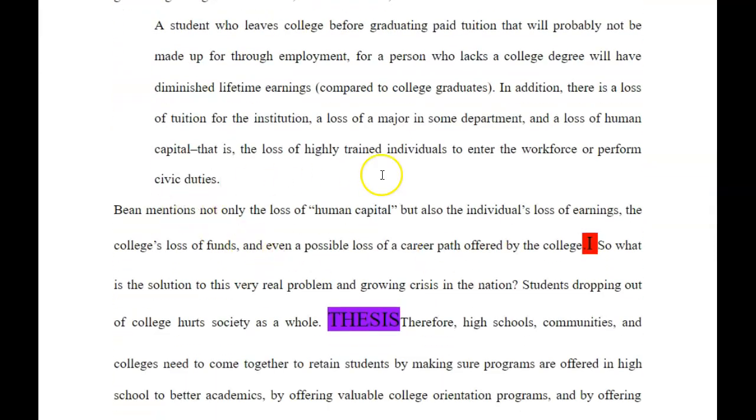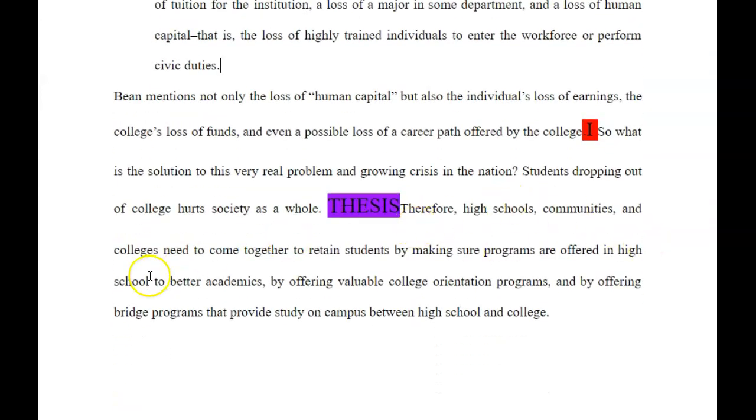Bean mentions not only the loss of human capital, but also the individual's loss of earnings, the college's loss of funds, and even the possible loss of a career path offered by the college. So, and then I'm going to introduce my thesis here. So what is the solution to this very real problem and growing crisis in the nation? Students dropping out of college hurts society as a whole. Here's my thesis. Therefore, high schools, communities, and colleges need to come together to retain students by making sure programs are offered in high school to better academics, by offering valuable college orientation programs, and by offering bridge programs that provide study on campus between high school and college.